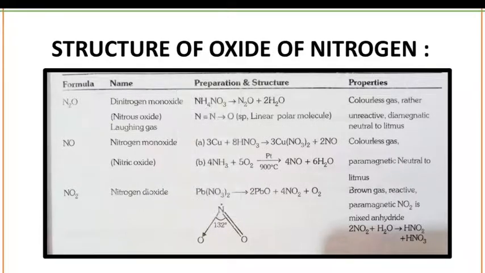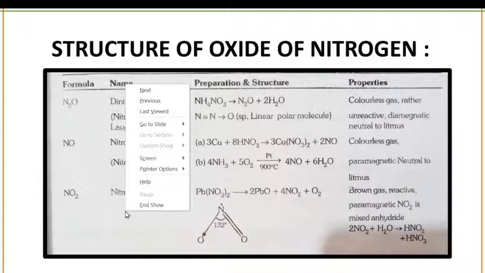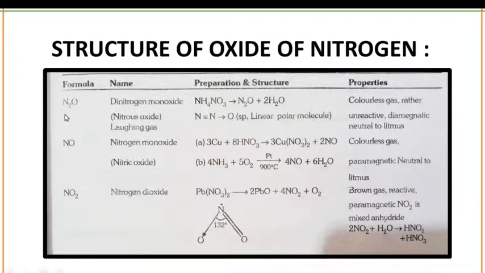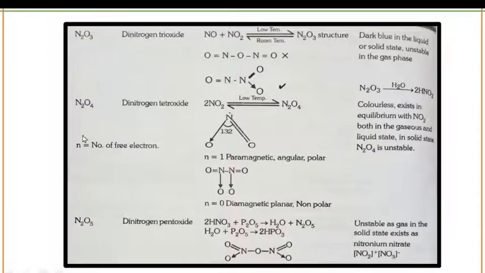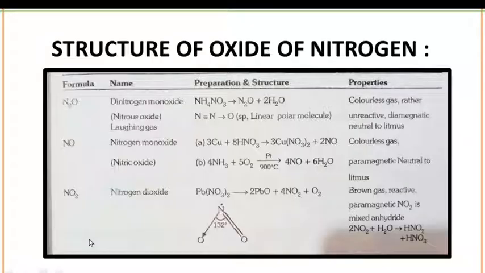There are many kinds of oxides of nitrogen. For example, as you can see here, N2O, NO, NO2, N2O3, N2O4 and N2O5. What you have to do is simply learn the formula, the name of that oxide and the property of that oxide. These are memory based slides. You have to learn all of the following.